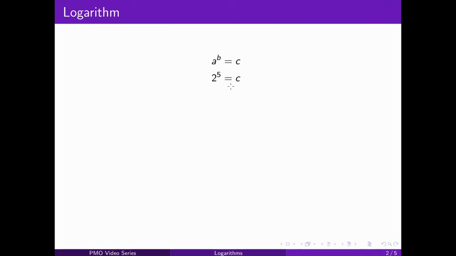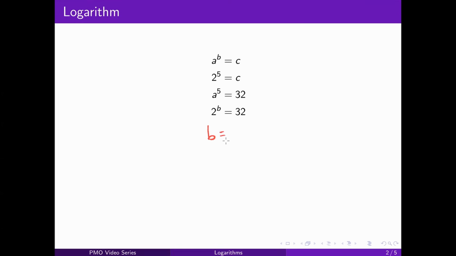Now, what if you know b and c? So we have the equation a raised to 5 equals 32. Well, we know that you can solve this as a equals the fifth root of 32, or 32 raised to 1/5. So we can also solve the equation if we know b and c. This time, what if we only know a and c? So this time we're looking for the exponent. And this is the question that logarithms try to answer.